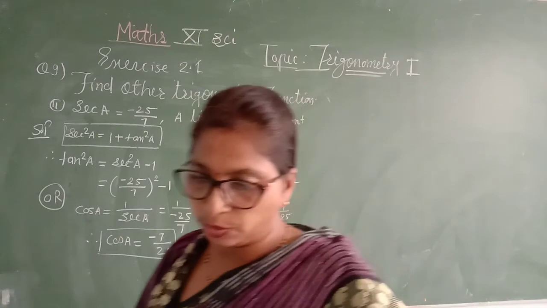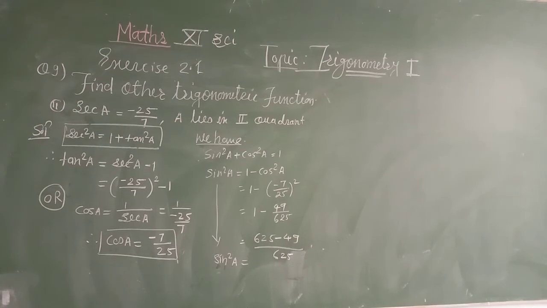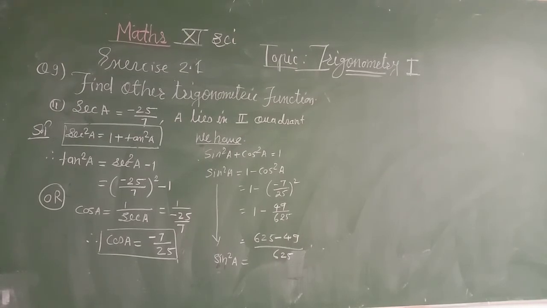We will continue with the new question. Understood? Can you solve this? Try to solve 625 minus 49 upon 625. Do the calculation yourself.